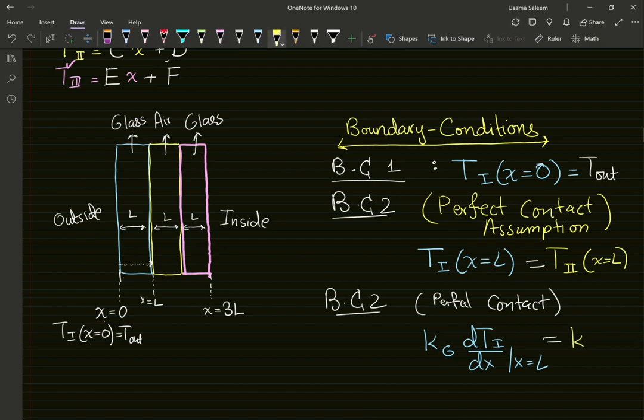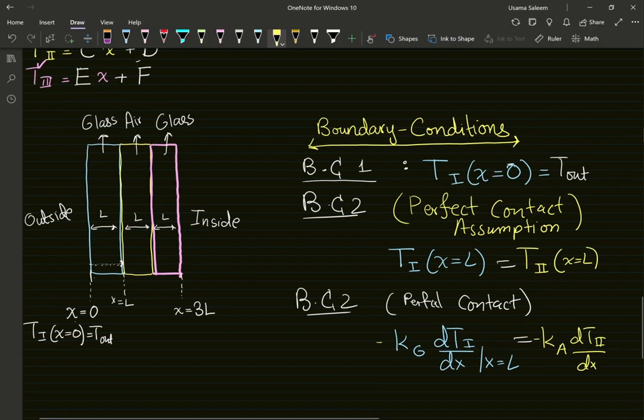There's a negative sign on both sides, but it's going to drop out, so I'm just not going to worry about it. It does exist though. All right, good.